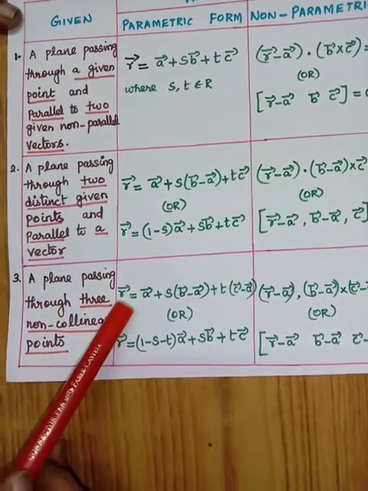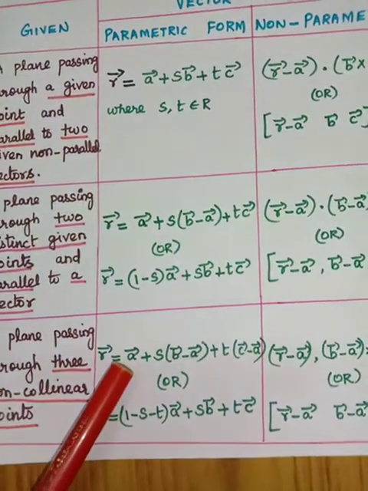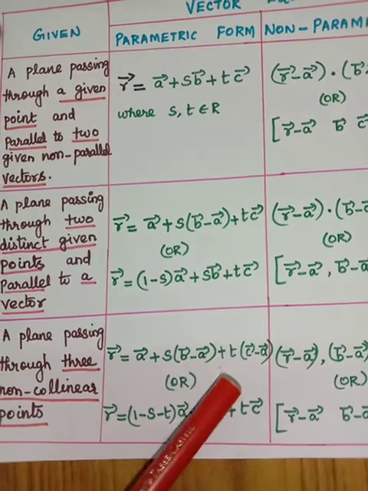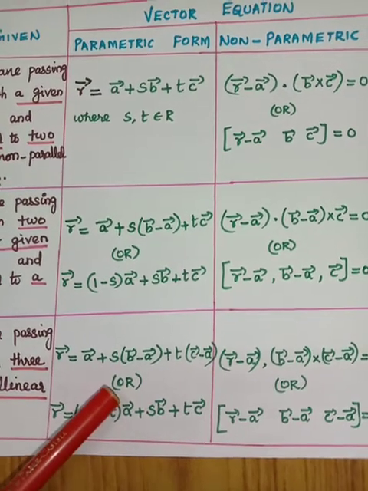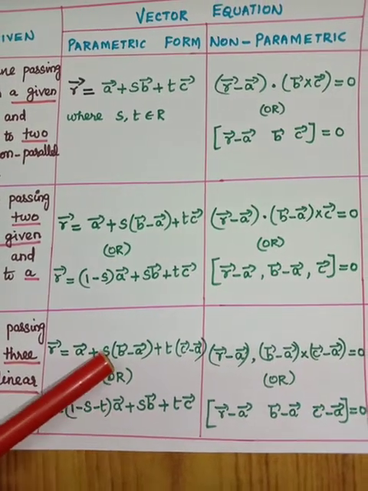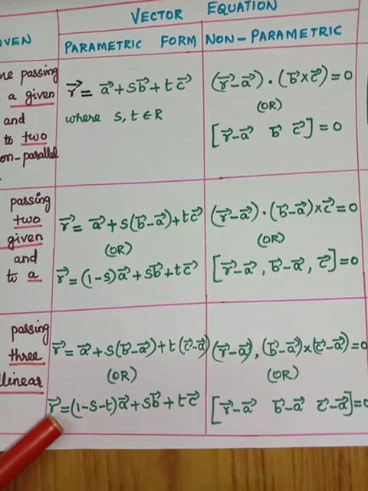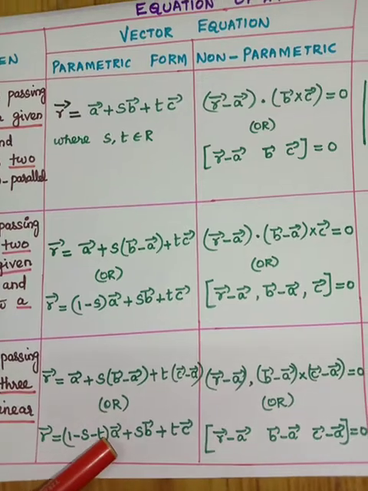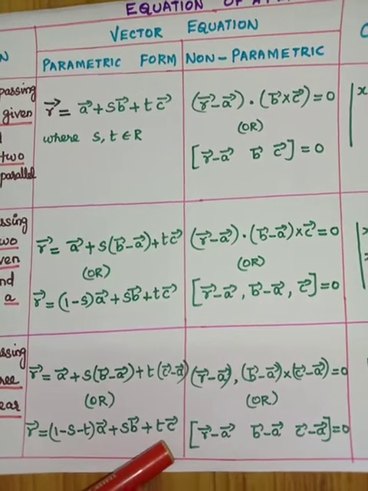So the parametric form of the vector equation is r vector is equal to a vector plus s into b vector minus a vector plus t into c vector minus a vector. Or you can group the a vector. So here you will have 1, here you will have minus s, here you will have minus t. So r vector is equal to 1 minus s minus t into a vector plus s b vector plus t c vector.